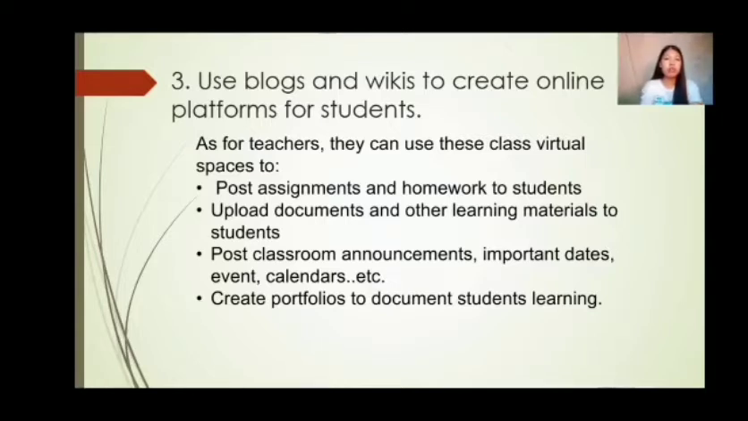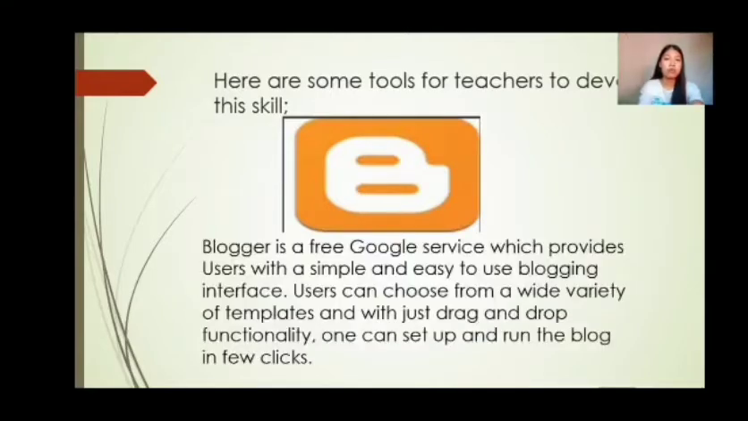Wikis are powerful but easy to use online collaborative tools. Blogs are a simple way to place content online and communicate with students. Blogs and wikis are websites that can easily support multiple authors or collaborators and create a participatory space for students. So these are the examples that you may use.